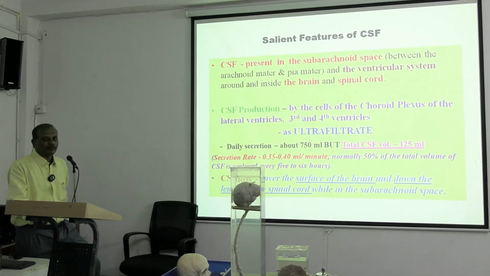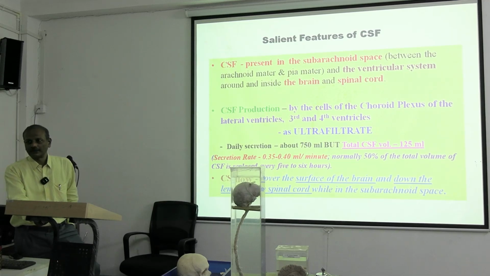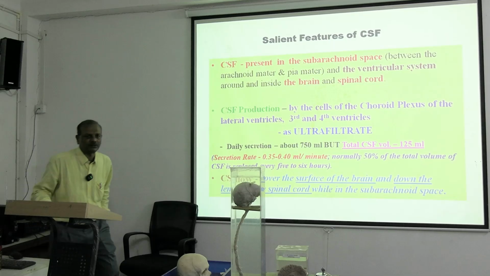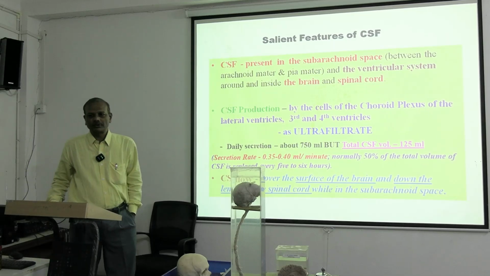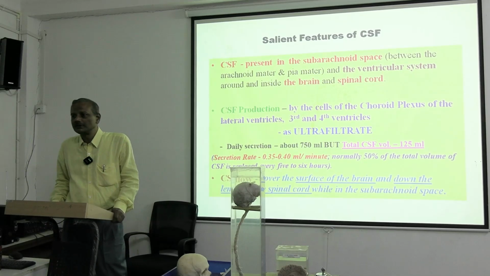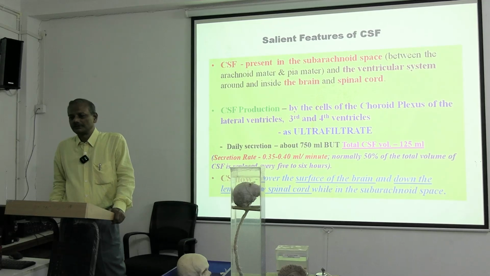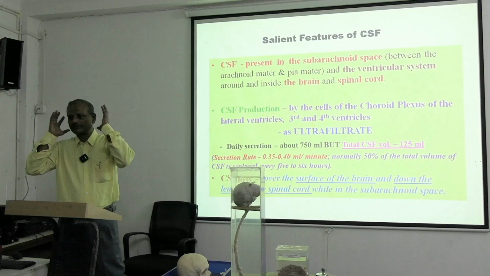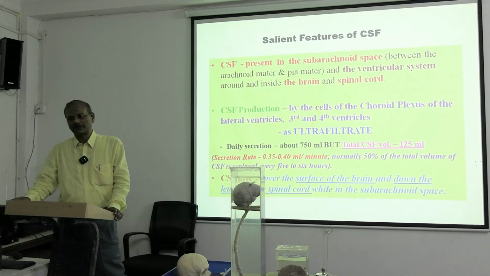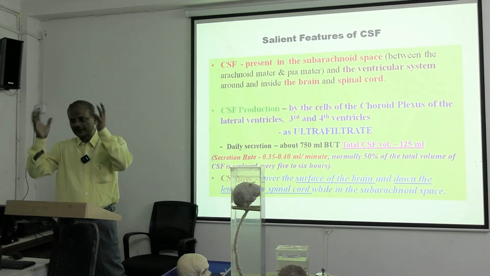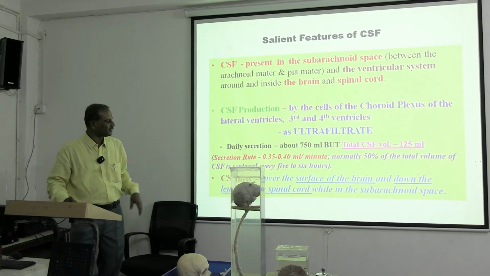So daily secretion is about 750 ml, but total CSF volume in a normal adult is approximately 125 to 150 ml, because the head size is not the same in all individuals. Because of the size, there is not a fixed volume for anybody. A child will not have the same as an adult. Even among adults, you can have diverse head size. So there will be some physiological variation, which is quite normal and natural, proportional to the size of the brain and the cranial cavity.